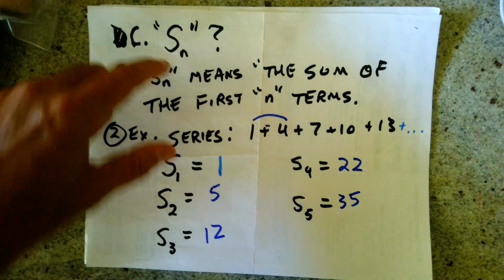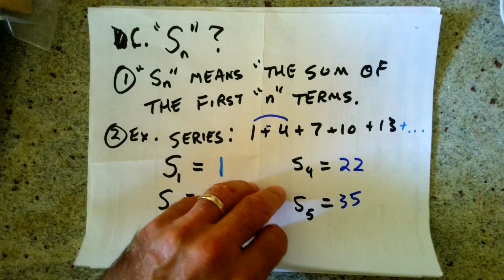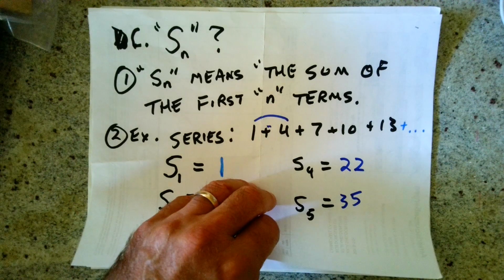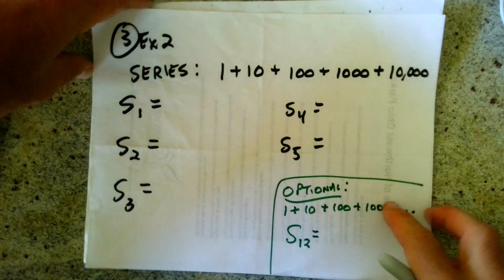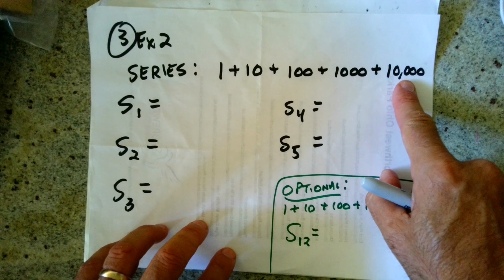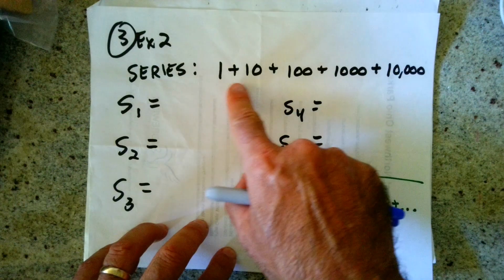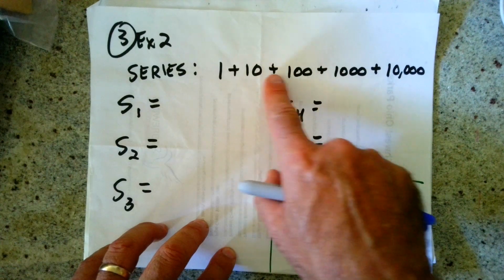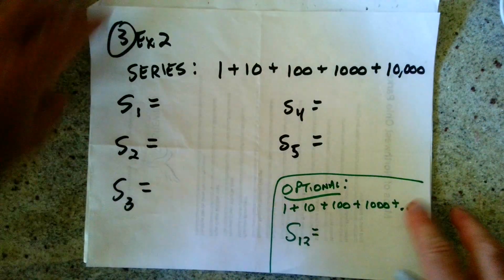So that's what capital S n means. We'll come back to that. We'll use that again later. Okay. Here's a second example. This series: 1 plus 10 plus 100 plus 1,000 plus 10,000. Okay, there are clearly terms separated by plus signs, and there's clearly a pattern to it.